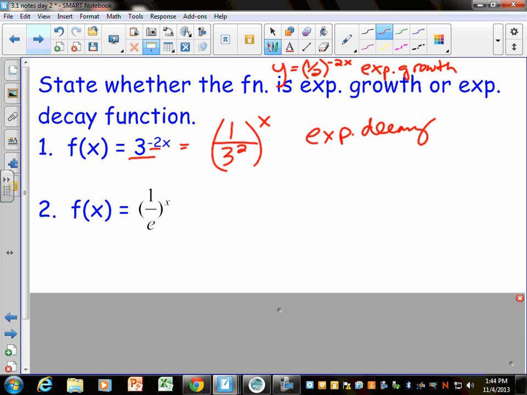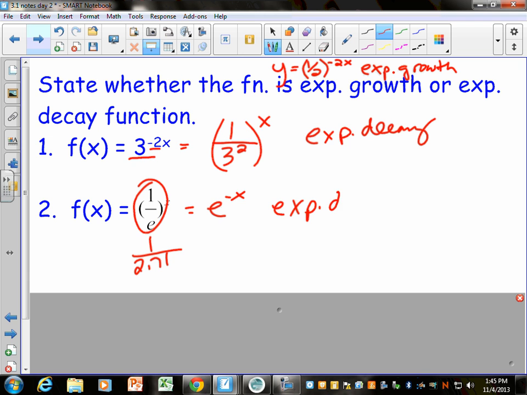How could we write 1/e with exponents? Well, how about that, remembering that 1/2.71 something. Is this number bigger than 1 or smaller than 1? It's smaller than 1, and it has a positive exponent, which means it has to be decay, right? Or we could think about this. Could I write this as e to the negative x? Is that the same as 1/e? So also, if you think about this being bigger than 1, that's a negative exponent. It's kind of the same as number 1. It's exponential decay.